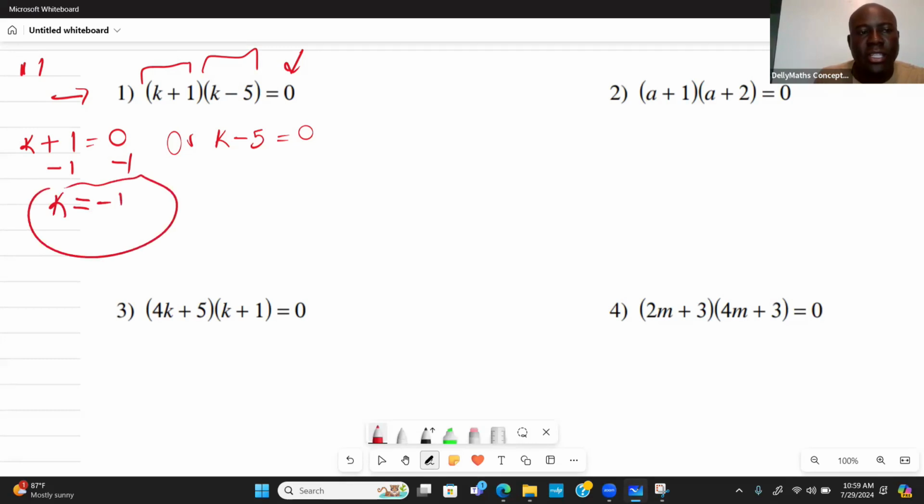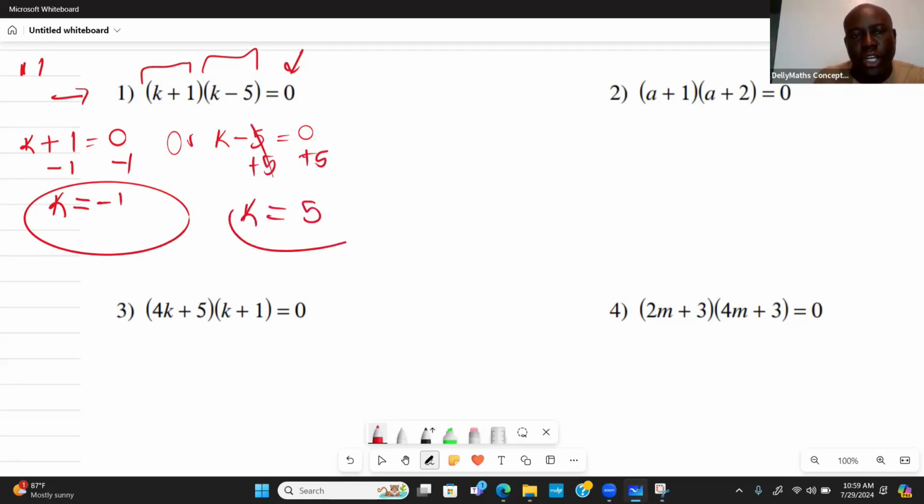So if x is equal to -1, then we will get a 0. Also, if we add 5 to both sides here, it is suggesting that x is equal to 5. So here we have two answers. x is equal to -1, as well as x is equal to +5.